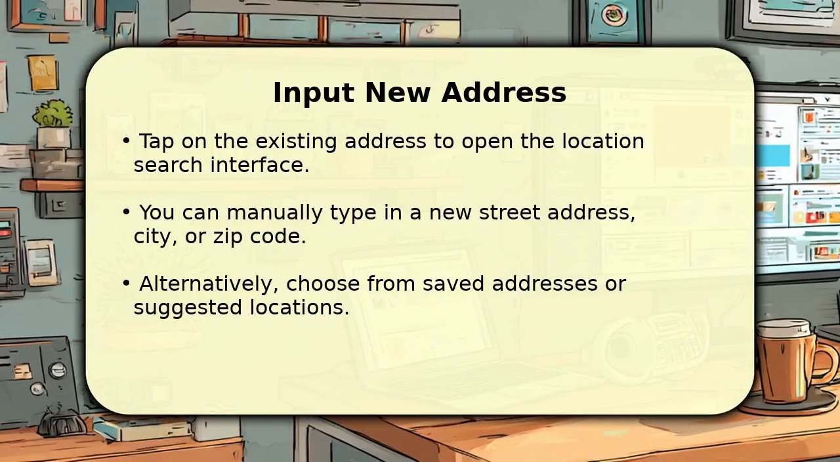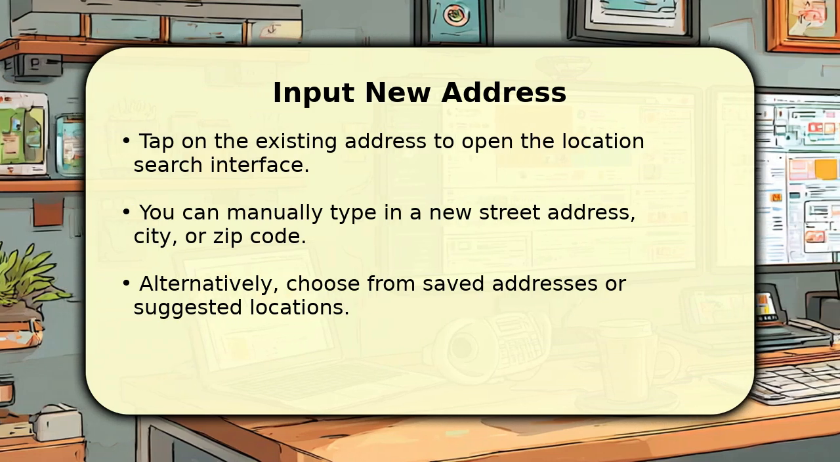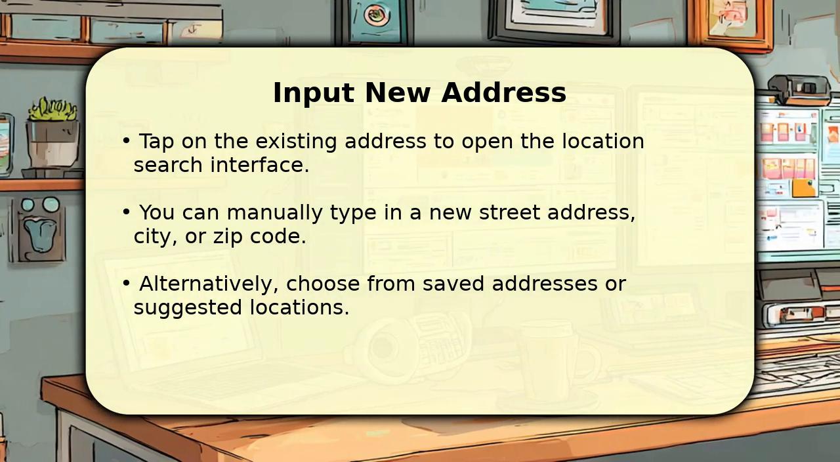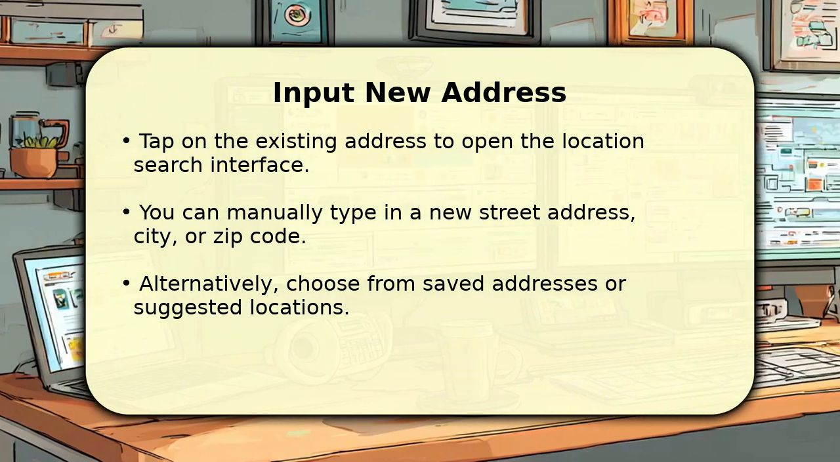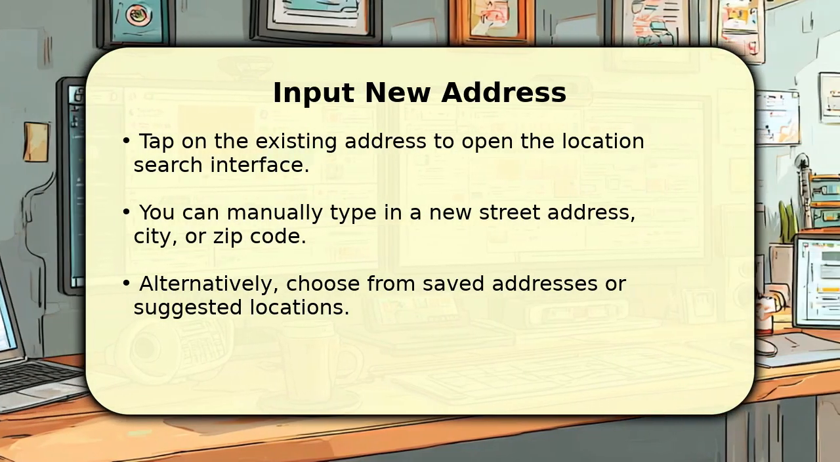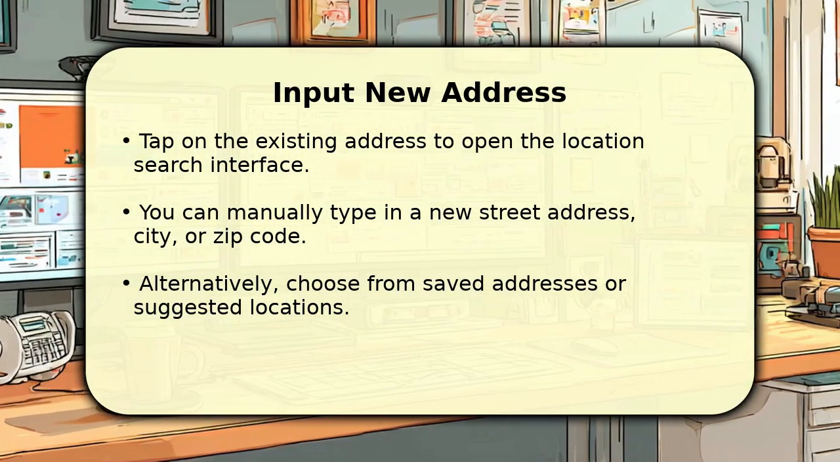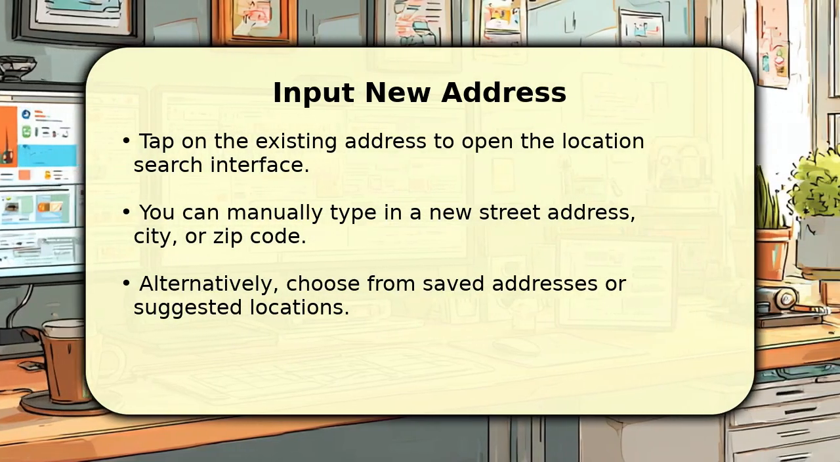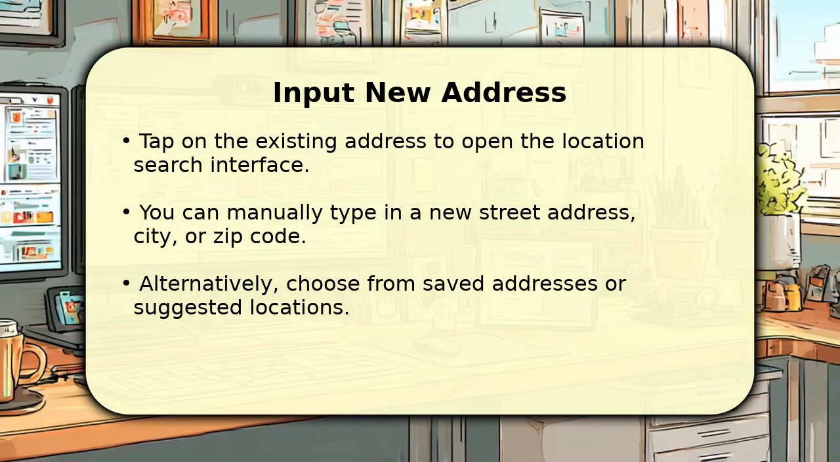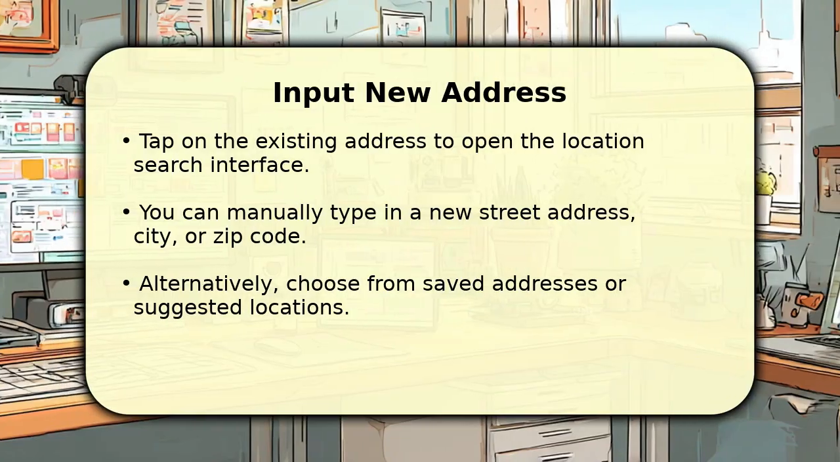Now, on the new location search screen, you have several options for inputting your desired address. You can type in a specific street, city, or even a zip code to find a new area. The app also provides suggestions based on your past searches or popular nearby places. Take a moment to accurately enter the new details, ensuring precise delivery. Selecting the right spot is crucial for a smooth ordering experience.